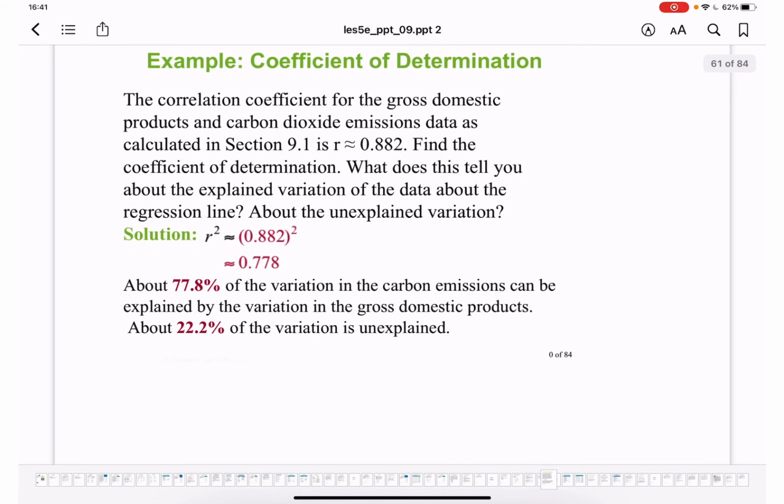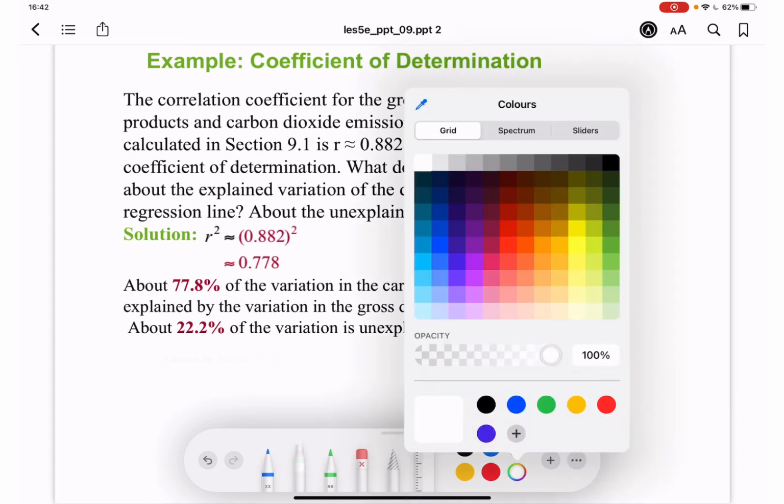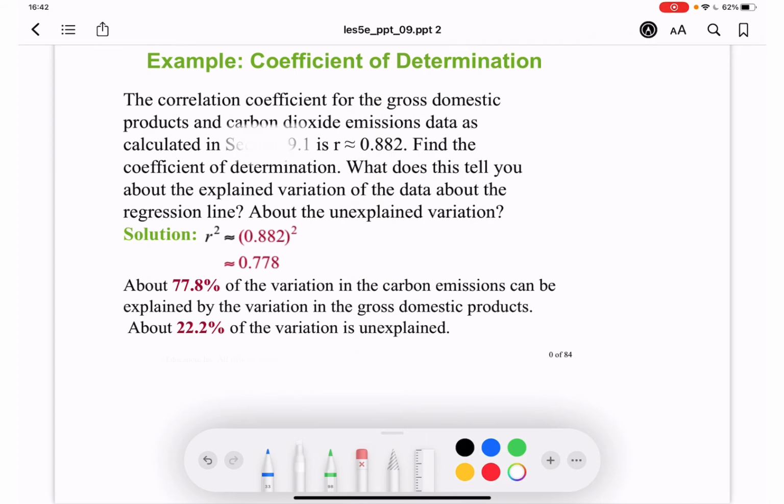So, example, the correlation coefficient for the gross domestic product and carbon dioxide emissions data is calculated, and R is equal to 0.882, the correlation coefficient. Okay, find the coefficient of determination.